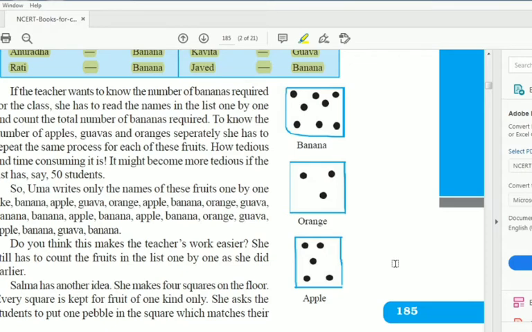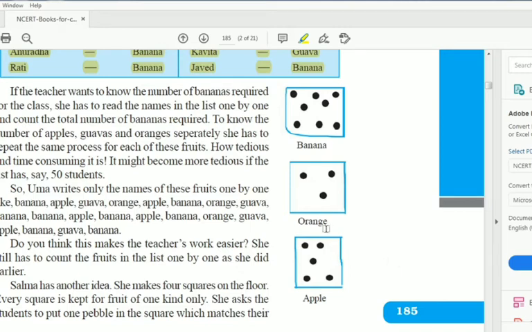Uma writes only the names of these fruits one by one, like banana, apple, guava, orange, apple, banana, orange, guava, and so on. Do you think this makes the teacher's work easier? She still has to count the fruits in the list one by one as she did earlier.